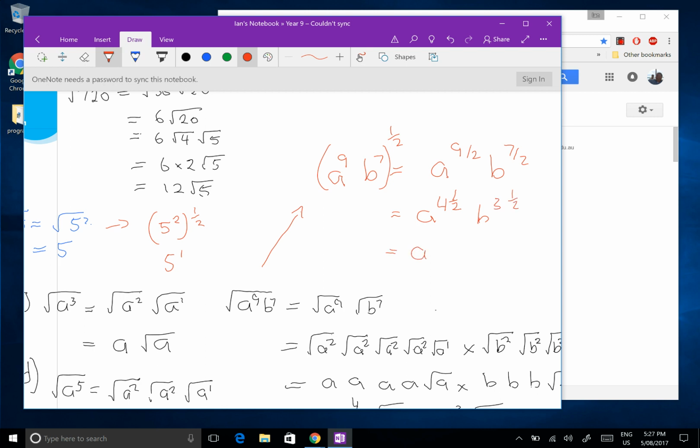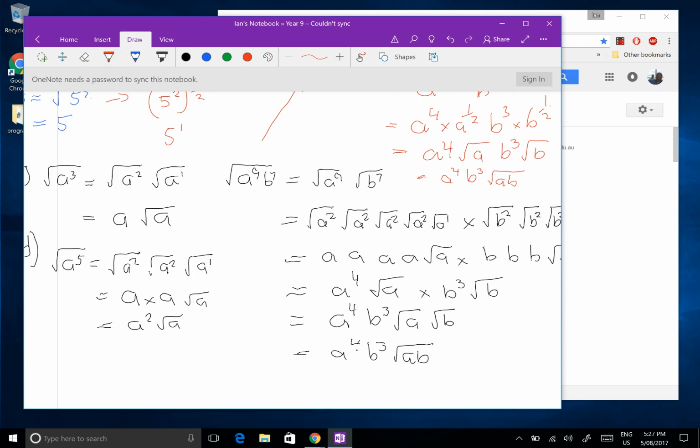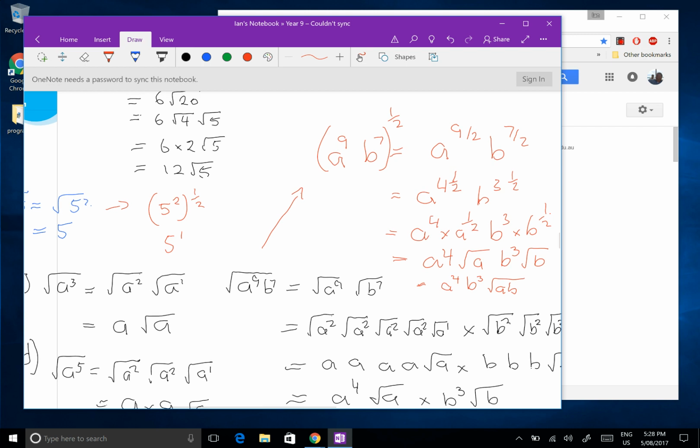So that's the same as a to the 4 times a to the half, and b to the 3 times b to the half. Oh, well, that's a to the 4 root a times b cubed root b. So you could have done it with index laws as well. I'll just tidy that up: a to the 4 b cubed root ab, which is what we got doing it the other way. So either way is just as good.